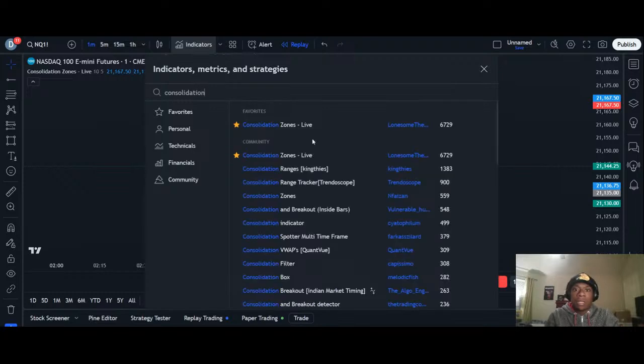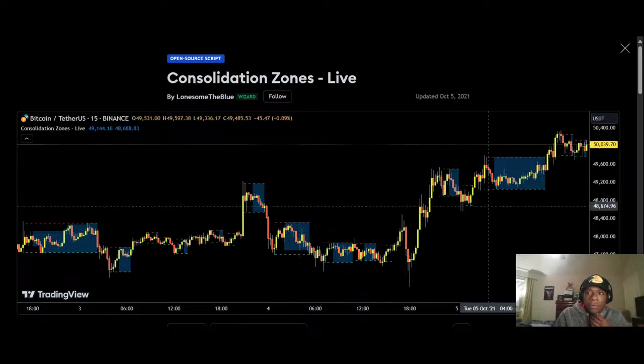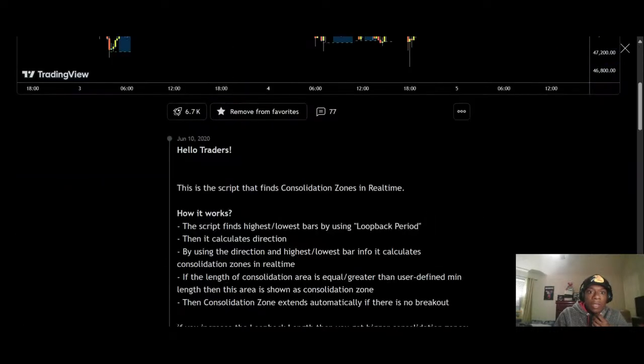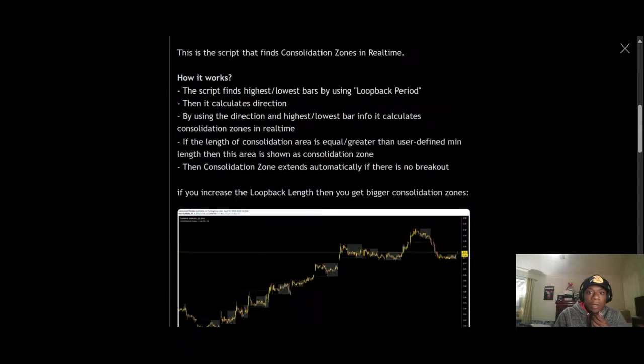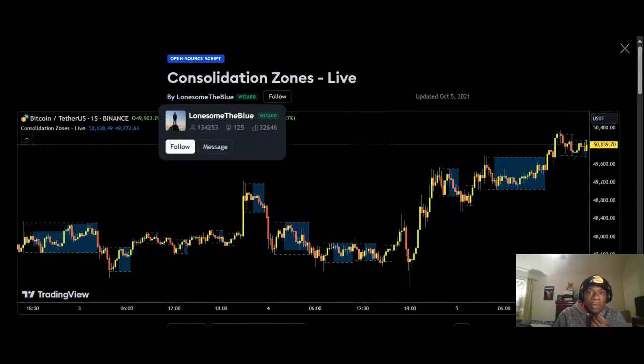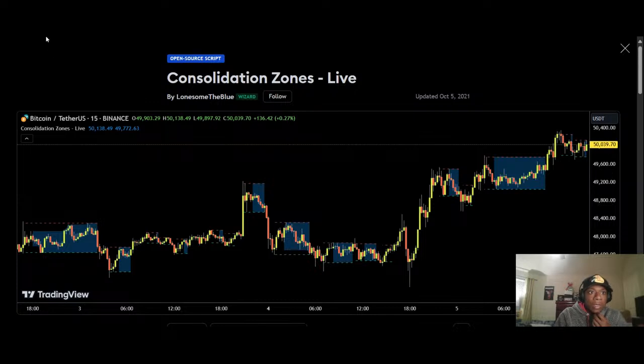Once you search up consolidation, it's going to say consolidation zones live. And the author of the script is Lonesome. I'll click the script real quick. Boom, this is what it'll look like. So yeah, this is the bread and butter right here. You know what I'm saying? Shout out to Lonesome the Blue, because he's the person who made the script and it works amazing.